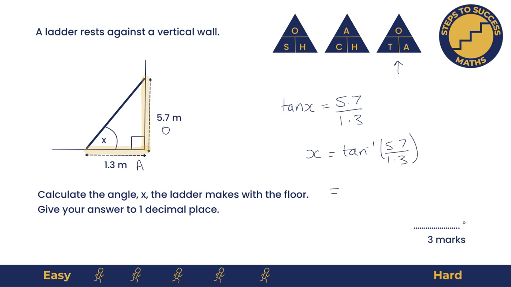Put that onto your calculator carefully and you should get 77.152. And then we're going to round it to one decimal place. So that's 77.2.